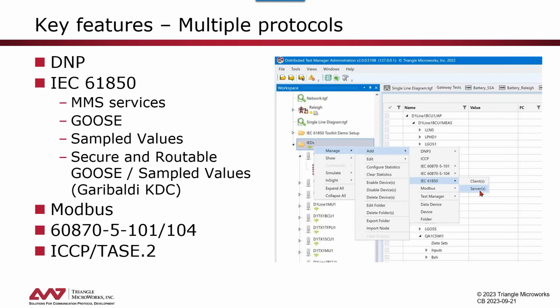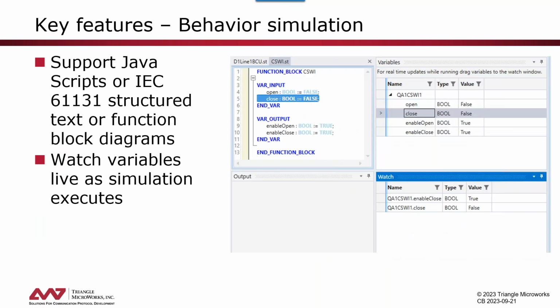Just about the protocols we support. We support IEC 61850 with all the services: MMS, GOOSE, sampled values, but also secure and routable GOOSE and sampled values, where the key distribution center from Garibaldi gets involved. We also support the other SCADA protocols like DNP, Modbus, 101, 104, and TASE.2 or ICCP in the control center communication protocol. But the focus today is our behavior simulation.